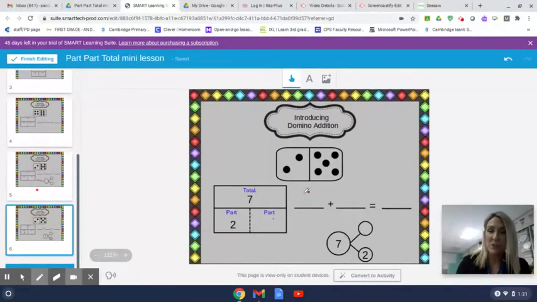So what is your number sentence going to look like? 2 plus 5 equals 7. And your 5 goes there.